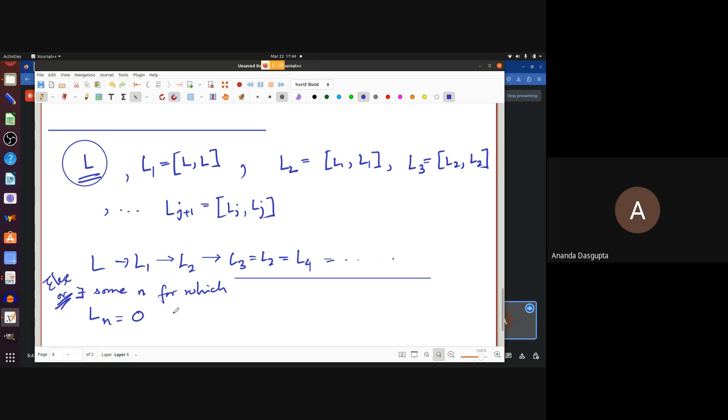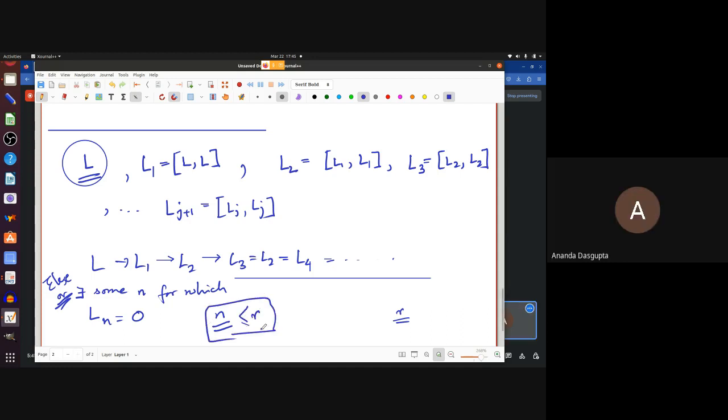Once you hit the trivial vector space, in fact, this n, this number, what can you say about it? It is the number for which L_n becomes 0 for the first time. Of course, if L_n becomes 0, then L_{n+1}, L_{n+2}, L_{n+3} are all 0. The dimension of L was r, right? So n has to be less than or equal to r.